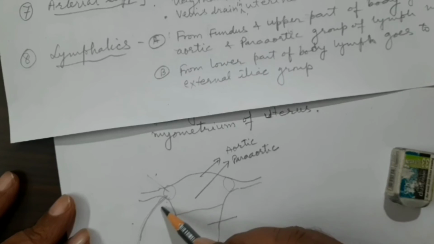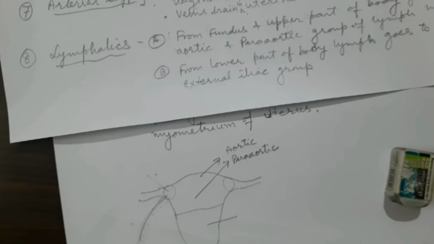Along with the broad ligament and the round ligament, the lymphatics come and drain into the inguinal group of lymph nodes, just below the inguinal ligament, the superficial group. There are two groups. One is deep to the deep fascia, another is superficial. So the superficial inguinal group of lymph nodes.